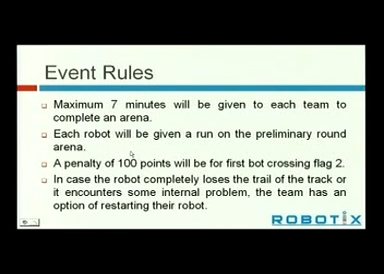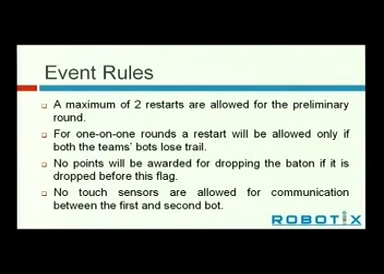A maximum of 7 minutes will be given to each team to complete an arena. Each robot will be given a run on the preliminary round arena. In case the robot completely loses the trail of the track or encounters some internal problem, the team has an option of restarting their robot. But in later rounds, this option depends on both the teams. There will be a maximum of 2 restarts allowed for the preliminary round.